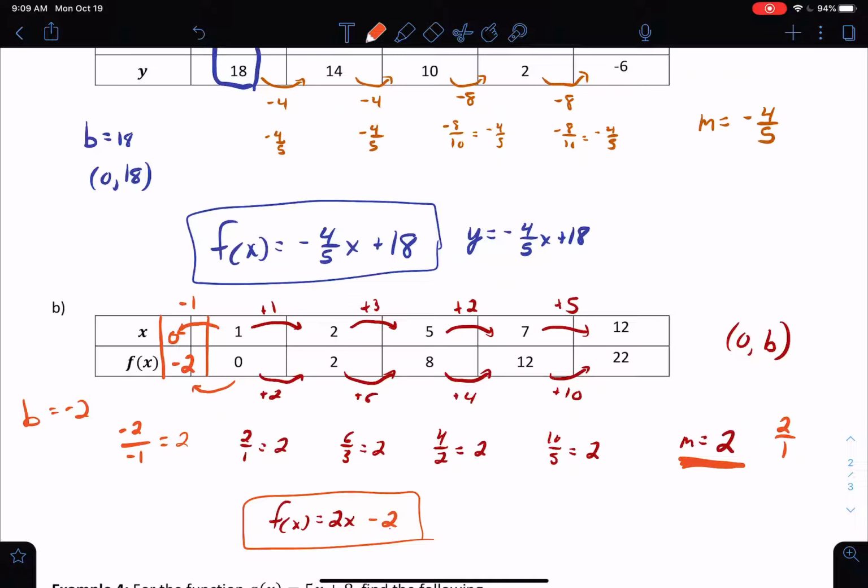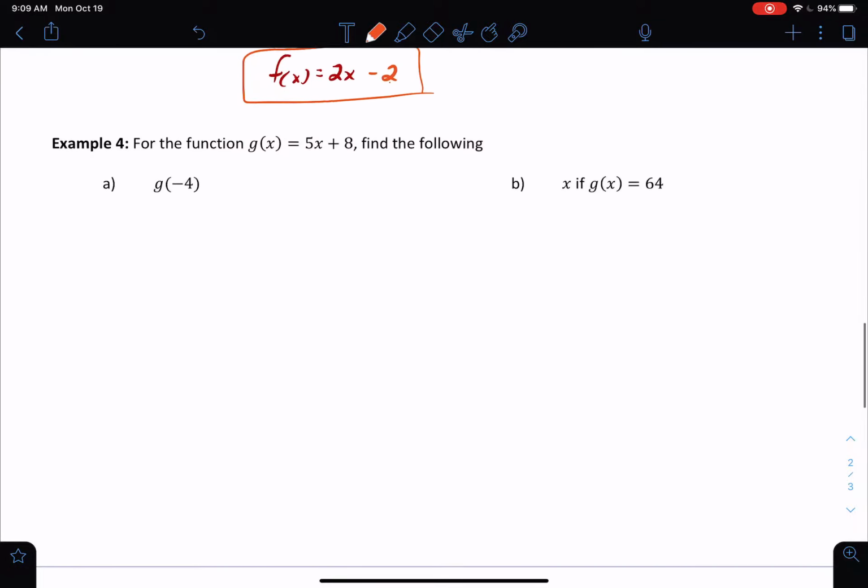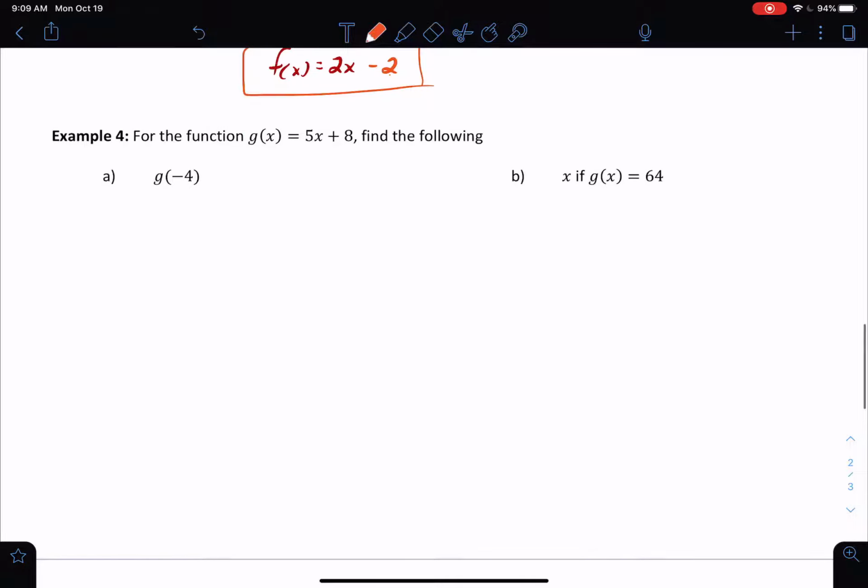Okay? Definitely got some practice problems in your worksheet for that. All right, and then we got to remember this idea of function notation. So if I give you this linear function, g of x equals 5x plus 8, all right, the rate of change is 5. So that means every time our x goes up by 1, our y is going up by 5.